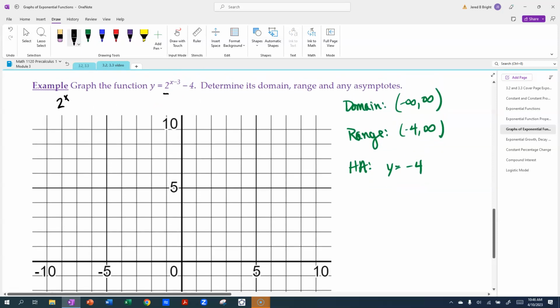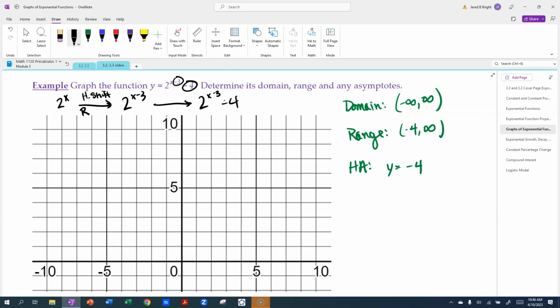So this is going to go from 2 to the x, and then there's two things going on, a horizontal shift and a vertical shift. Okay, so I always do CBAD, so I do the horizontal shift first, and then I would do the vertical shift second. Okay, so this is a horizontal shift right 3, and then this would be a vertical shift down 4.